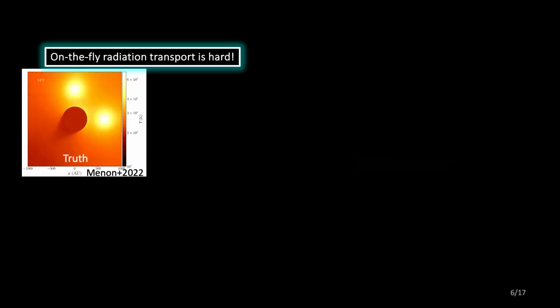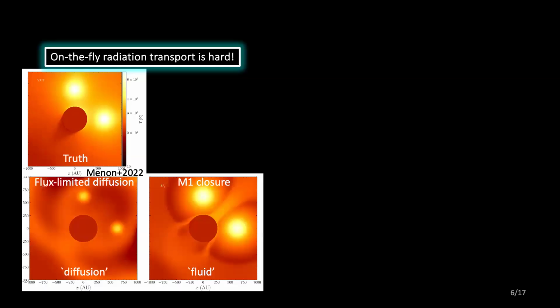But on-the-fly radiation transport, especially in 3D simulation, is pretty hard. Just to illustrate this, this is a simple test where you have 2 luminous sources shedding light onto an optically thick cloud in the middle. What you expect from your daily life is that behind this cloud, you should be able to cast a shadow. But if you use most of the radiation transport methods on the market, you get a completely wrong result.